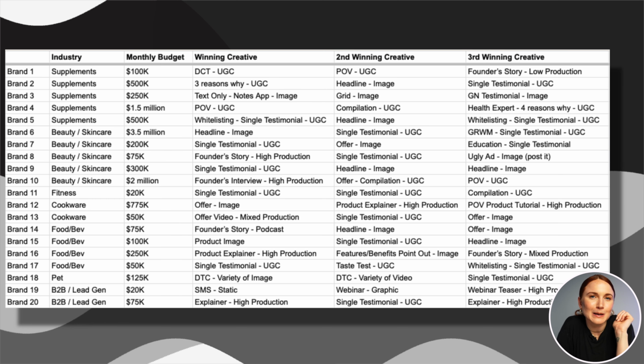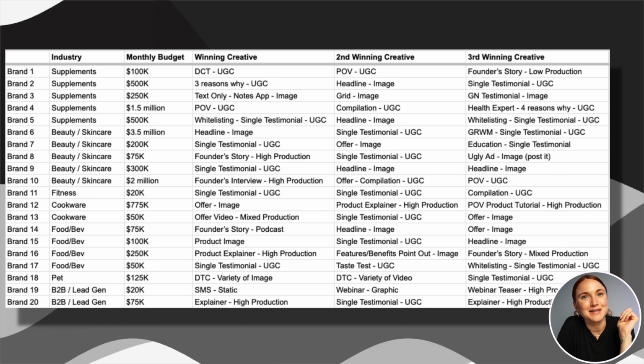Now let's talk a little bit more about this table. Here are some of the really interesting things when looking at this data from more of a macro level. Number one, yes, UGC is still king. In fact, more than 50% of all of the top performers that I gathered were UGC. And again, single testimonials are that top creative format. And brands that were spending more than 7 figures per month, AKA more than $1 million per month on their advertising, they tend to spend more on UGC than on images.